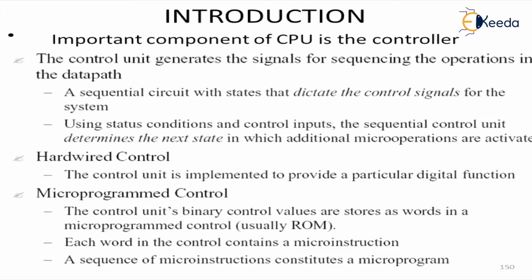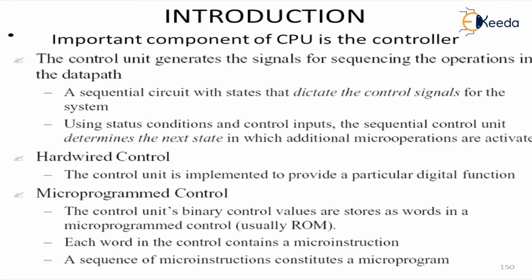Now, a hardwired control unit is used to implement a particular digital function. The digital function is considered to be faster, requires less time for execution, and the cost is also less.